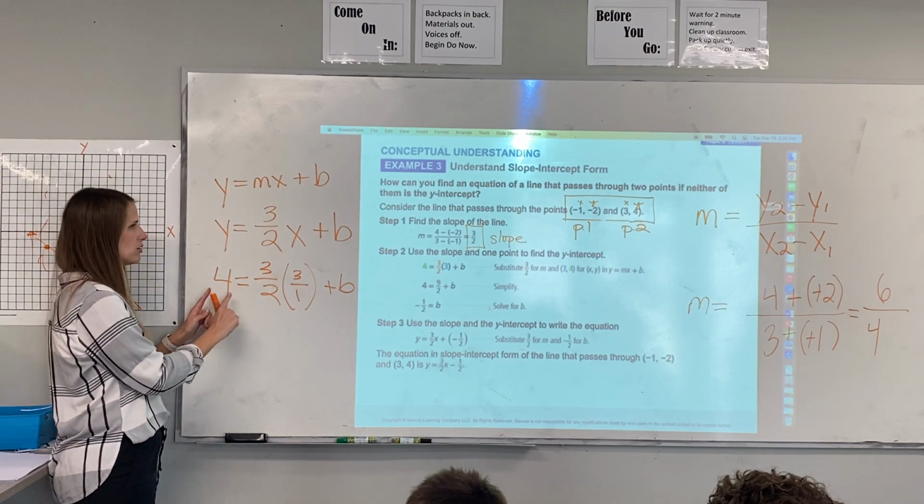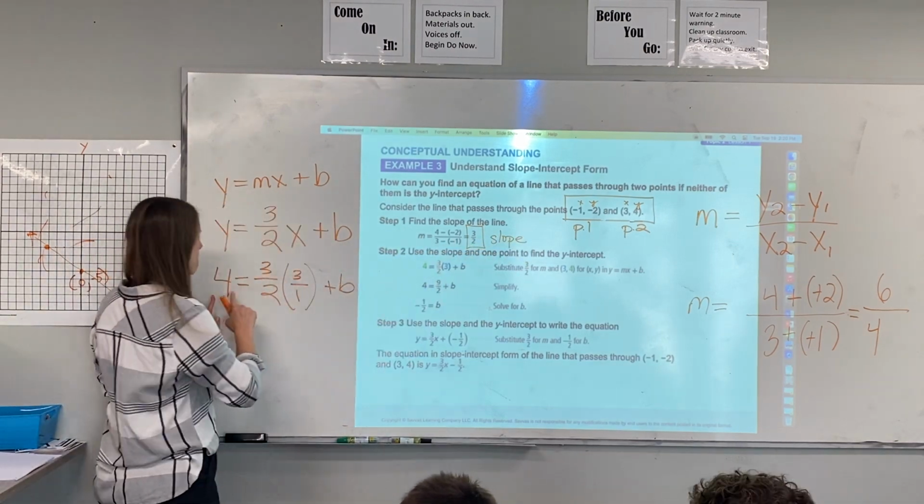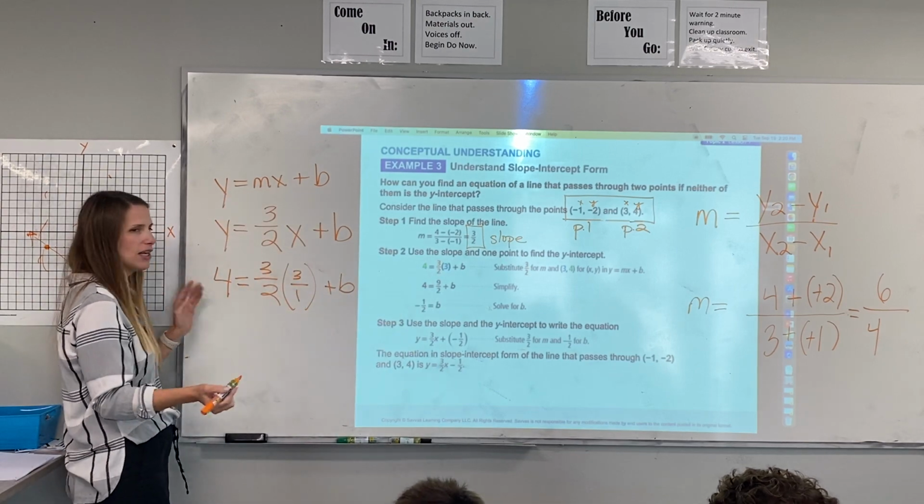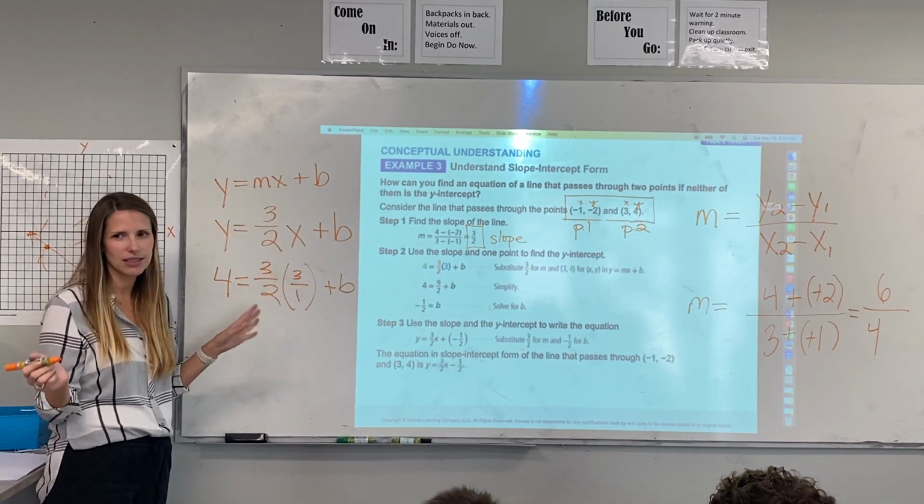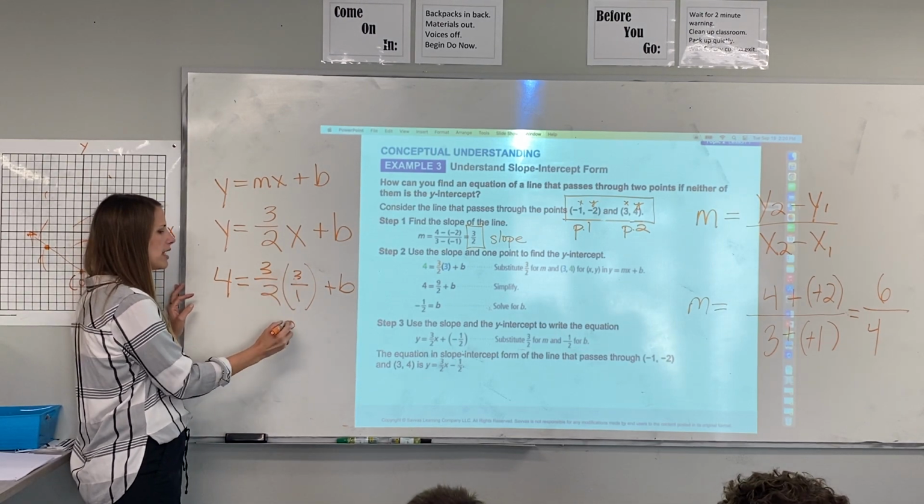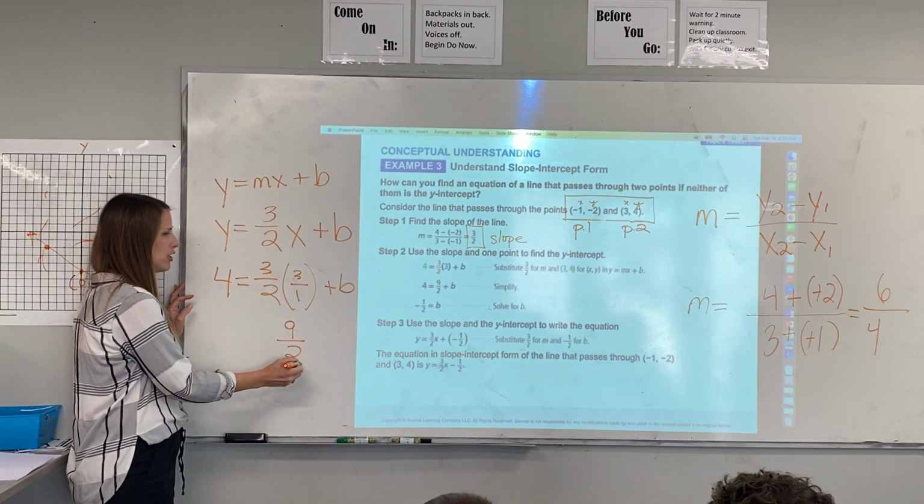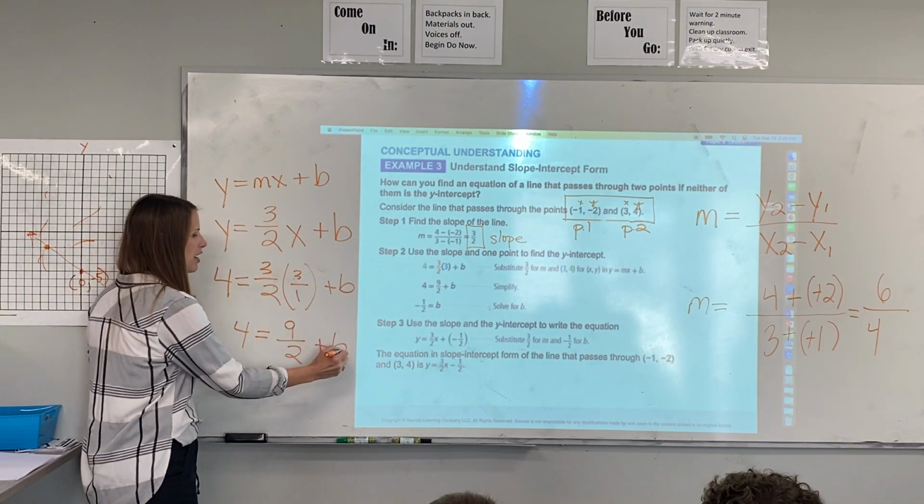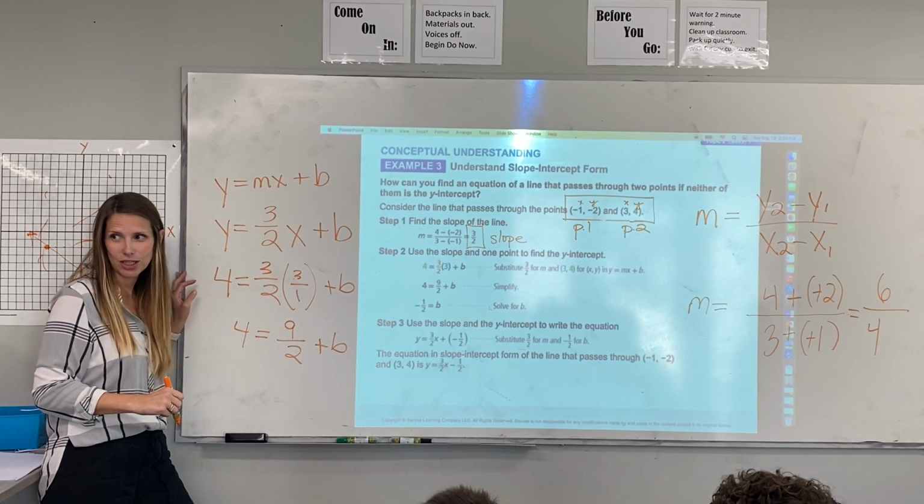So all I did was I took my 4, which is my y. I took my 3 and I put it over 1 because we have to multiply times a fraction. Now this is going to get ugly because I know you guys think fractions are ugly, okay? They don't have feelings. 3 times 3 is 9, 2 times 1 is 2. So now I have 4 equals 9 over 2 plus b. Be very careful when you answer this question.